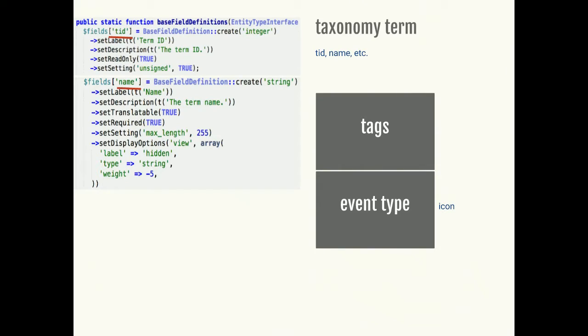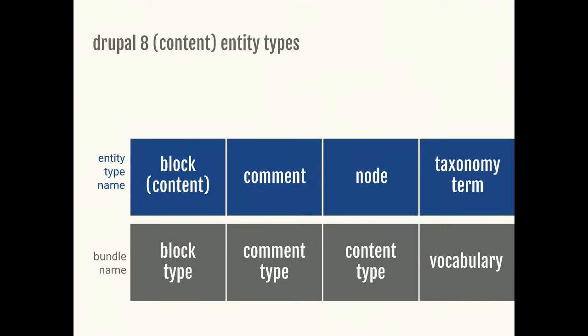And again, we can see base field definitions for the term ID in this case and the name, and there are a few more. So what other content entity types are there in Drupal? There are more than this. These are 4, and we deal with the most maybe.